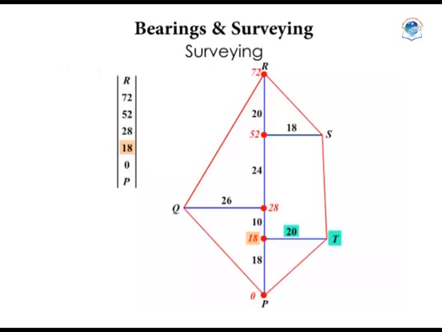So here at 18, we write 20T. After 28-meter mark, we have a point Q 26 meters to the left. So in the field book, we have Q 26. Next point is at the 52-meter mark. 18 meters to the right, we have point S. So in the book, 52, we have 18S. And finally, point R at the 72-meter mark. That's it.